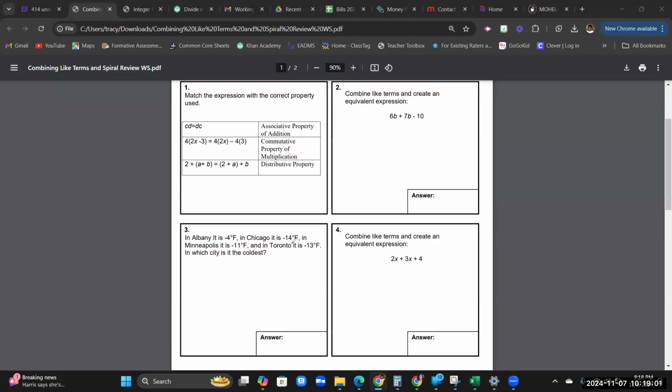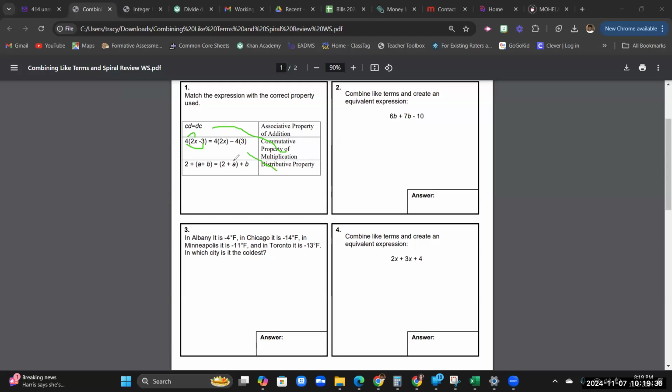All right, so number one says match the expression with the correct property used. CD equals DC. No operation sign means multiplication, so that'll be your one for multiplication. This will be the distributive property, because that would mean we would have to do 4 times 2x, and then we would have to do 4 times -3. So that is your distributive property.